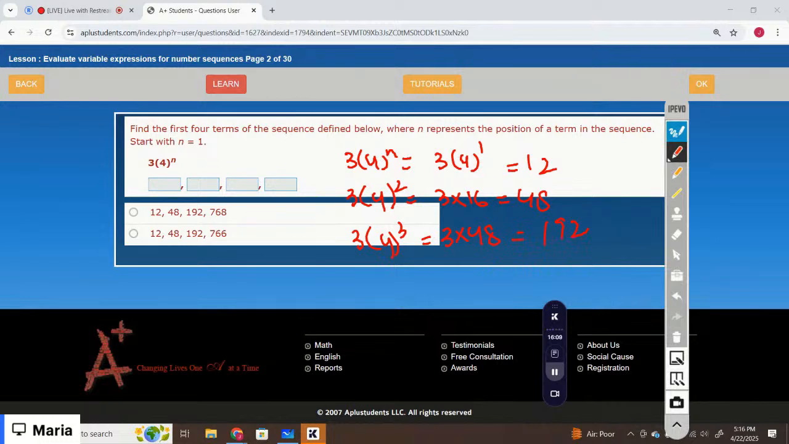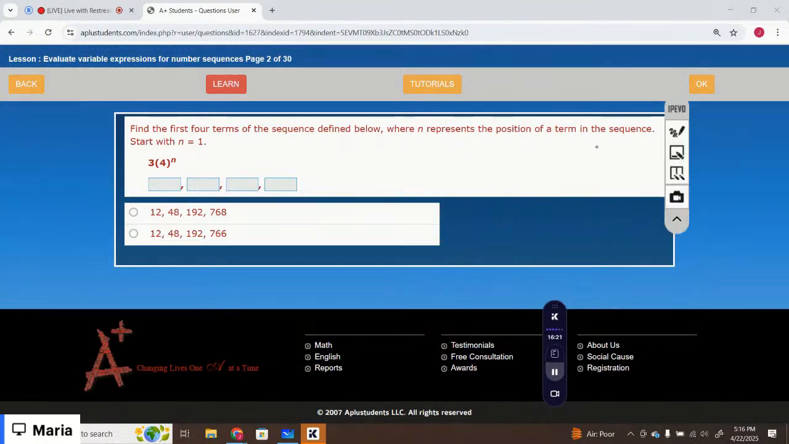256 times 3 is 768. Option number 1 is the correct option, that is 12, 48, 192, and 768.